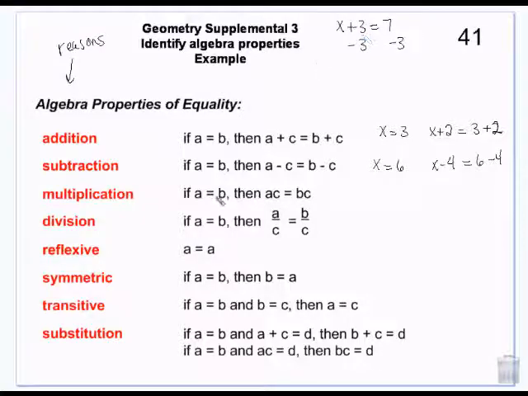You have multiplication, same thing. If x equals 2, well 3x is equal to 3 times 2. I multiplied the same thing to both sides. And division, if x equals 5, then x divided by 5 is equal to 5 divided by 5. Okay, so hopefully those properties, not so bad. Just what did you do? Did you add, subtract, multiply, or divide? That's your property. Okay.